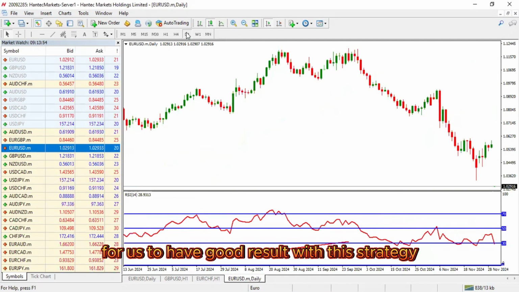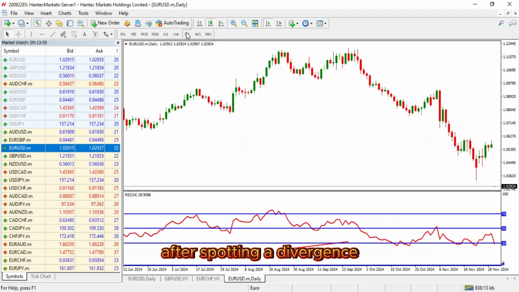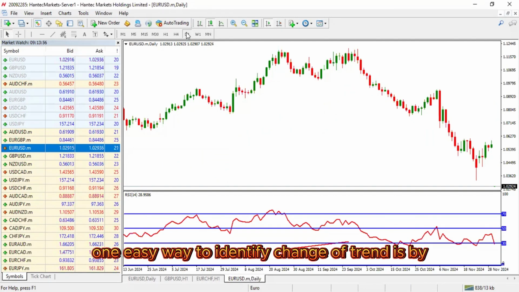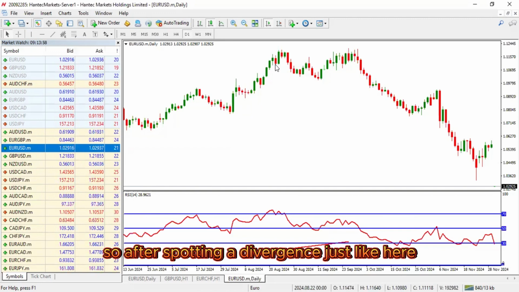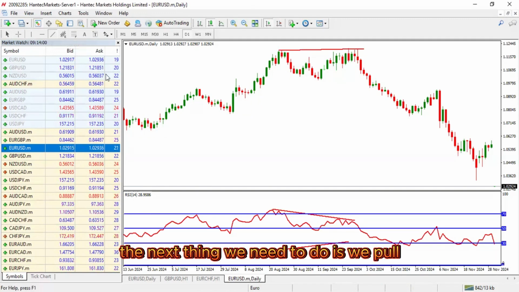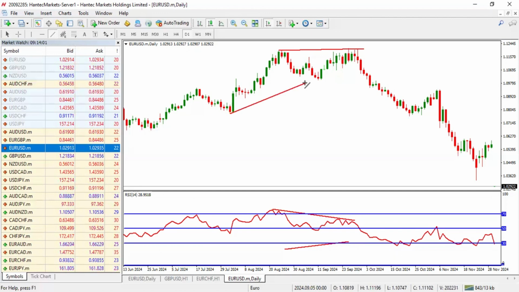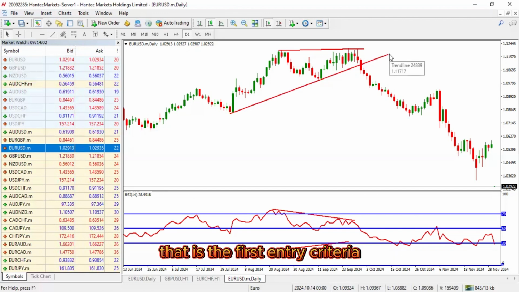For us to have good results with this strategy, the first entry criteria is that after spotting a divergence, you should wait for a change of trend. One easy way to identify change of trend is by the use of a trend line. So after spotting a divergence, just like here, the next thing we need to do is pull a trend line and connect the higher lows. That is the first entry criteria.